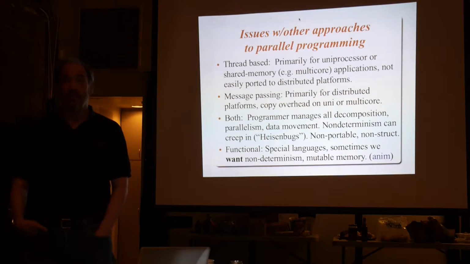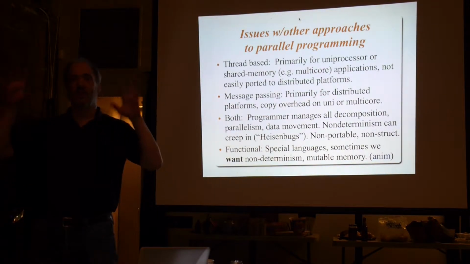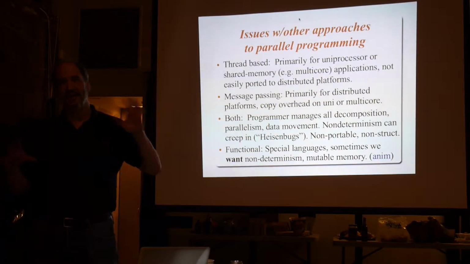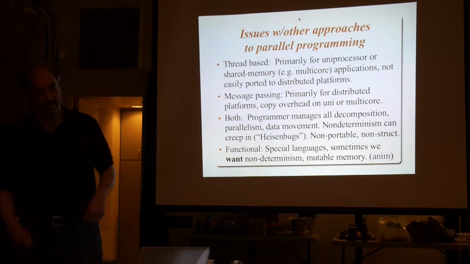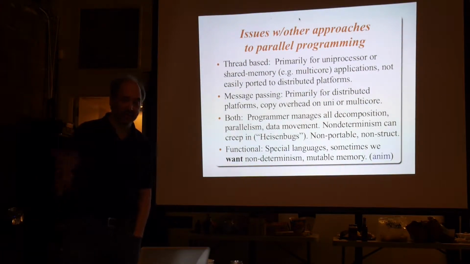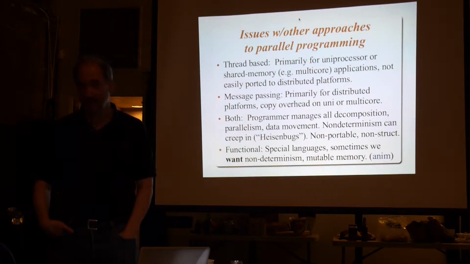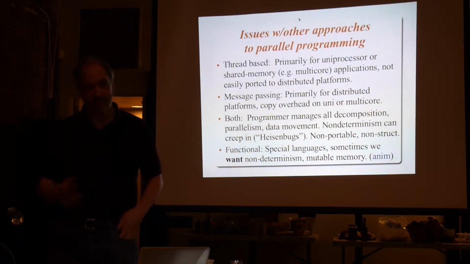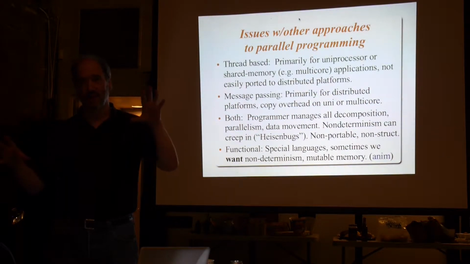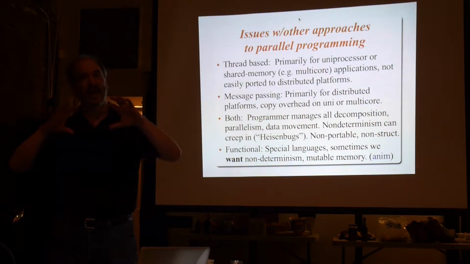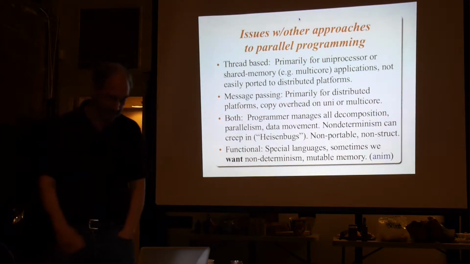Traditional approaches to parallel programming include thread-based parallel programming, where you break your process up into threads and manage the threads, and they usually share data through shared memory, usually on uniprocessor, unicore, or multi-core platforms. Message passing is the same kind of thing. You're manually breaking up the process into pieces and having them communicate, so you're managing all the data movement and all that kind of stuff.